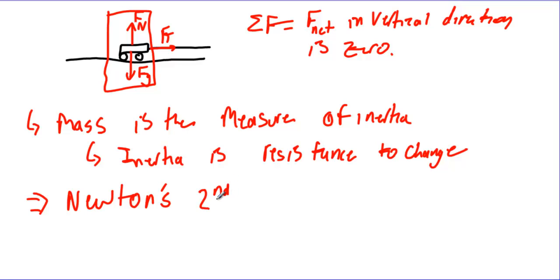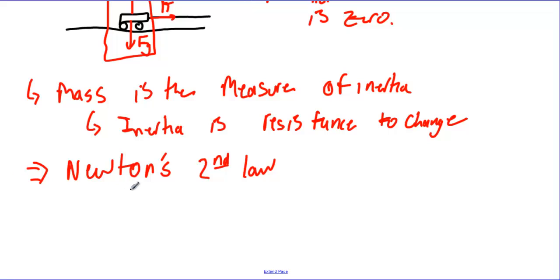Newton's second law is an equation. It just simply says that the total force acting on an object is equal to the mass times the acceleration. So total force, net force, equals mass times acceleration. It's really as straightforward as that.